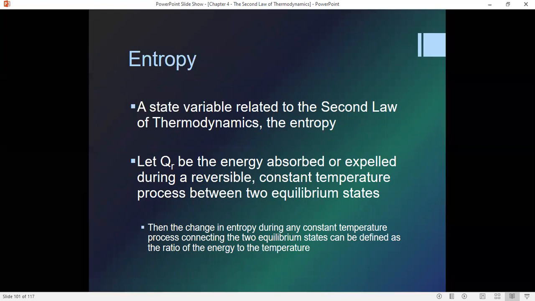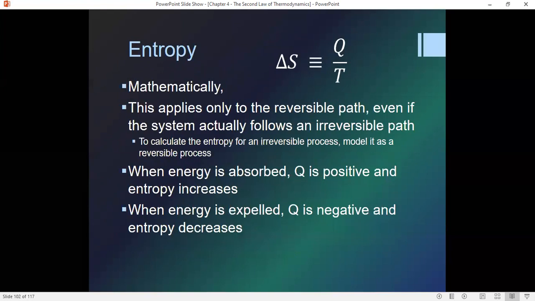Okay, so a state variable related to the second law of thermodynamics is entropy. Entropy, entropy, entropy. That's what we're always watching. Let Q be the energy absorbed or expelled during a reversible process at constant temperature. Then again, we can calculate the change in entropy of the system as being Q_R over T, okay, as long as T is constant. So this would work for an isothermal system. We could calculate the change in entropy. And there it is. Again, this is only good for T as a constant.